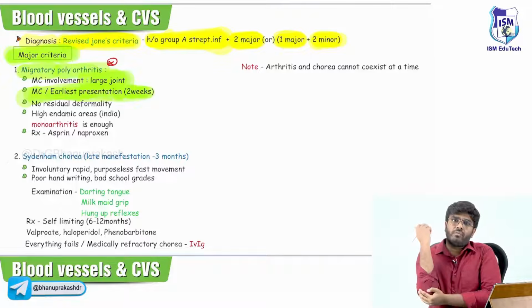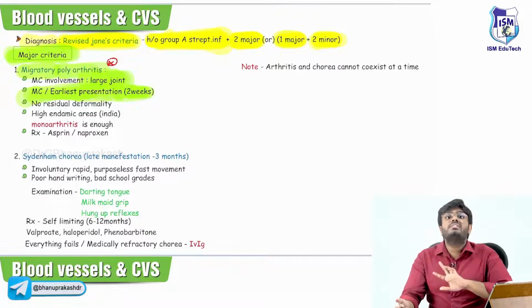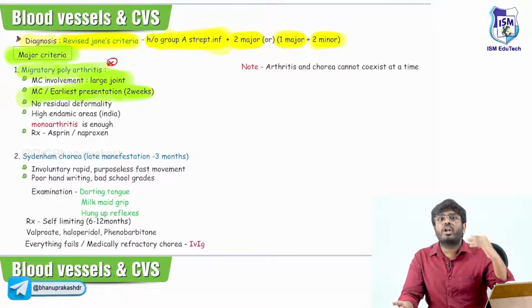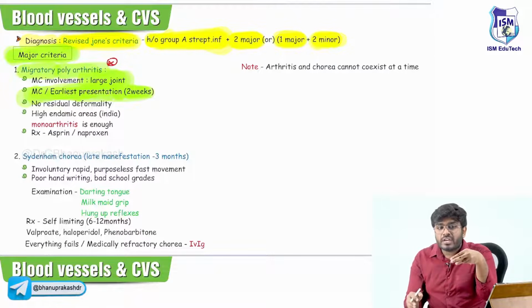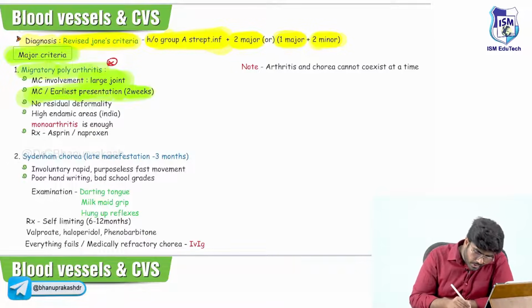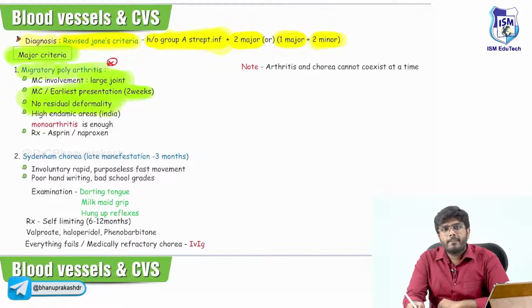After that, one more joint is involved. So there is no deformity in the joint. There is no residual deformity. But in rheumatoid arthritis, that is different. That you will study in your rheumatology, sir. That's also an autoimmune disease, but there is deformity in the joint. Joints will become something like this. But here there is no such thing. So no residual deformity.